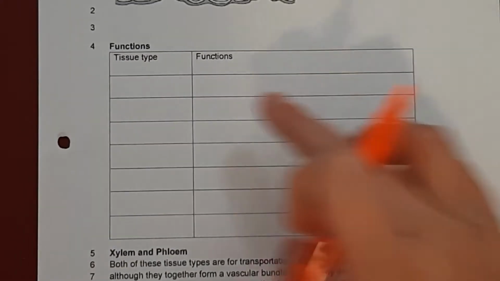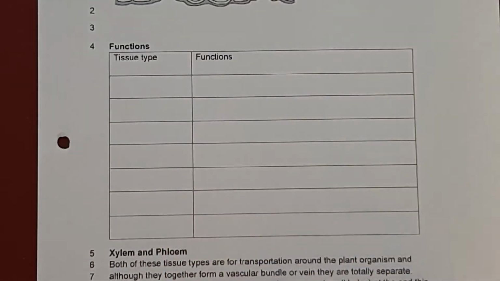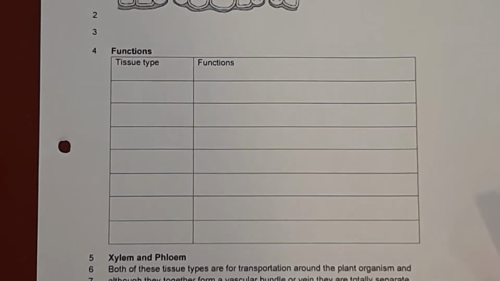Here we have a list of tissue types and the functions that they play. I want you to try and fill this out. If you're not confident, feel free to do this on the notes page, but we will go through it together. I'd like you to have a go at all of it, please, and then we'll come back to it. So pause the video whilst you do this.